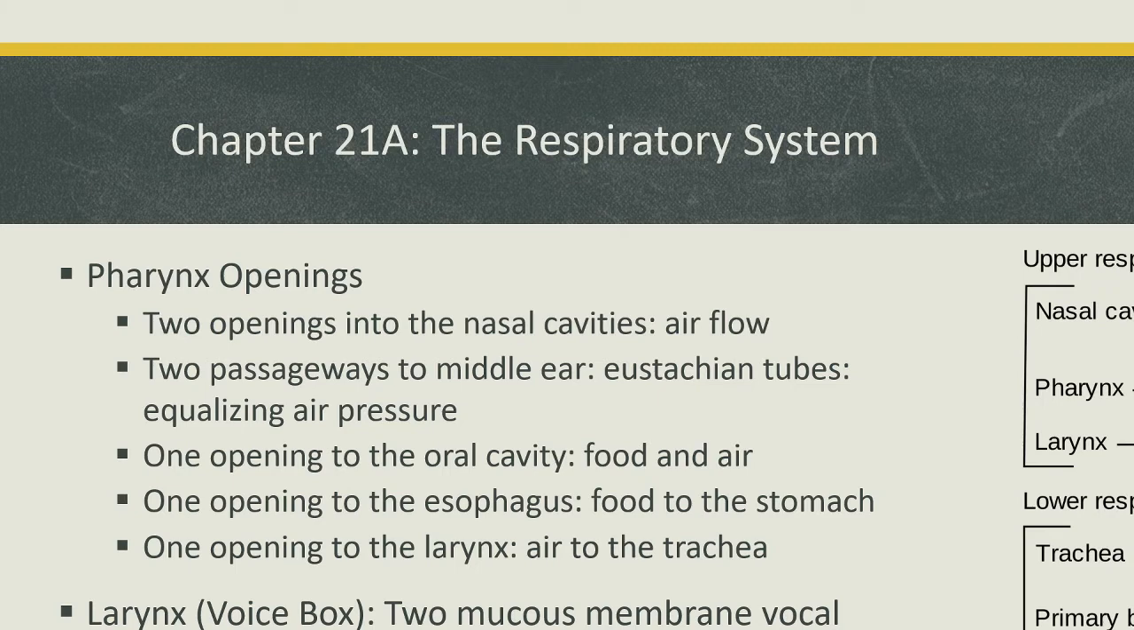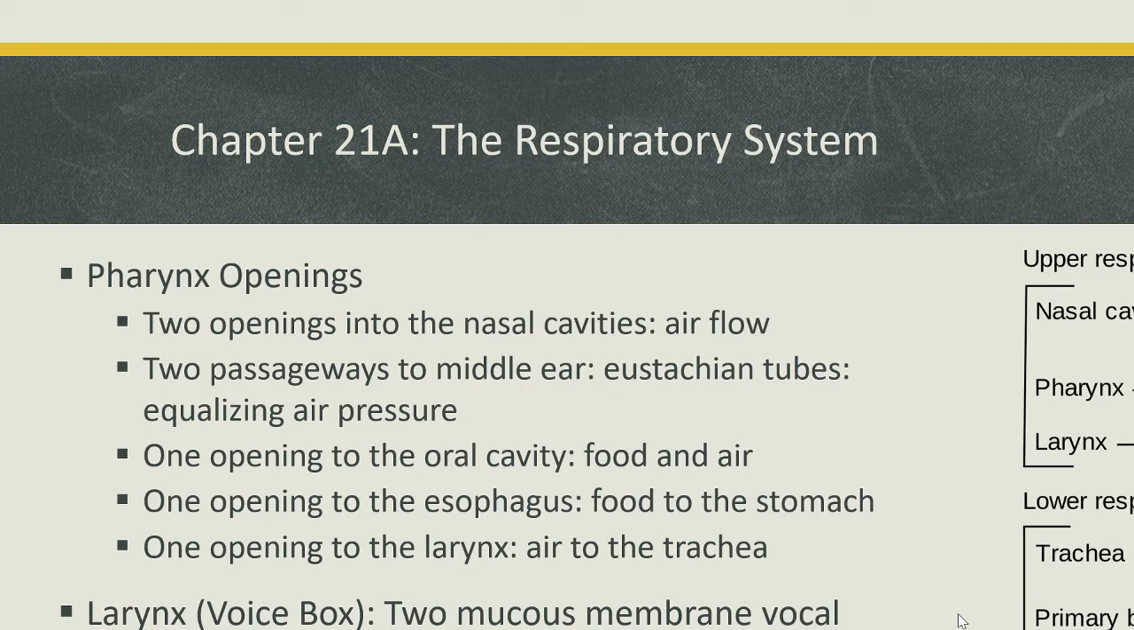So the opening of the pharynx with the oral cavity would be allowing food when you're eating, or air if you're breathing through your mouth, to get into the back of your throat. One opening to the esophagus, that's allowing food down to the stomach, and then one opening to the larynx, and that is allowing air down into your trachea to go down into your lungs.